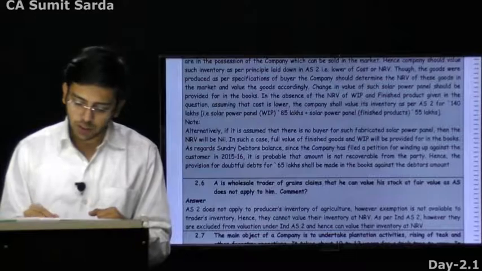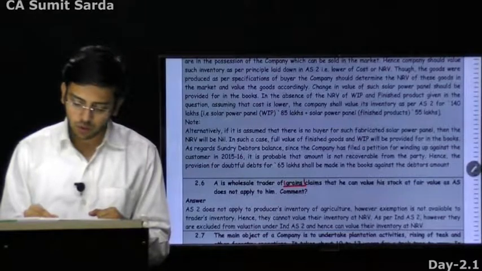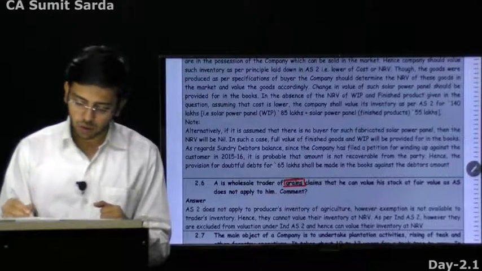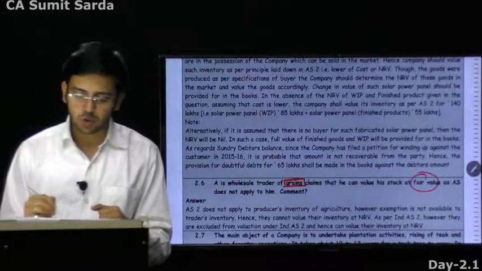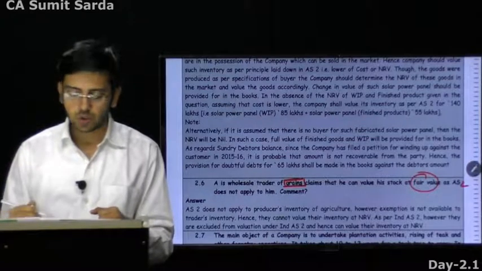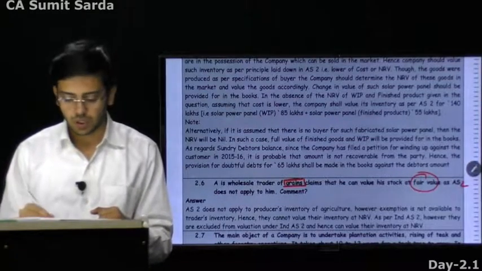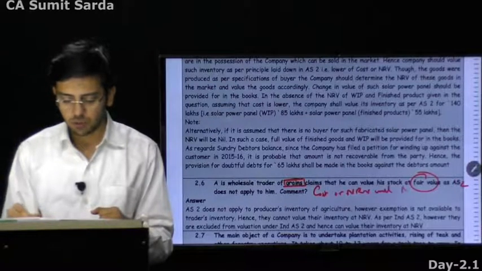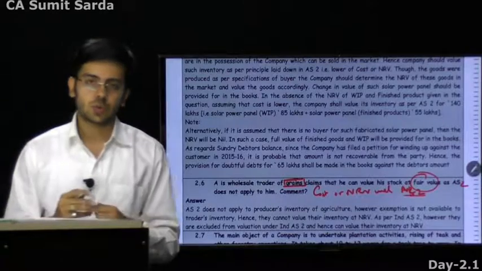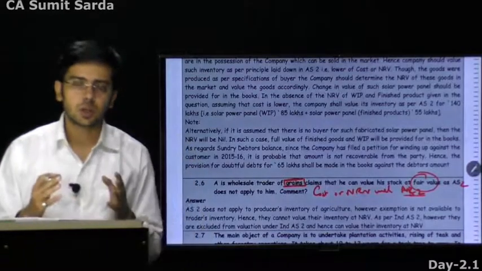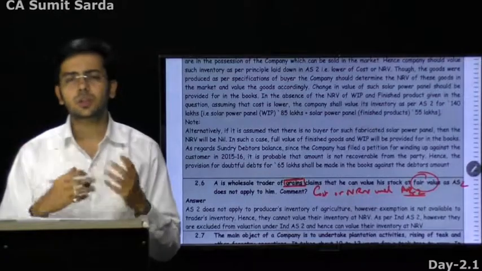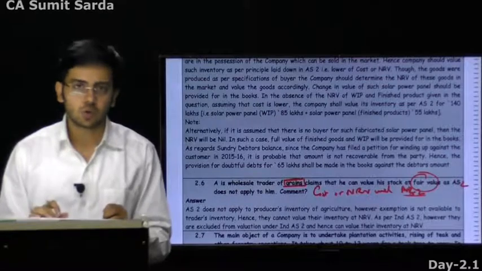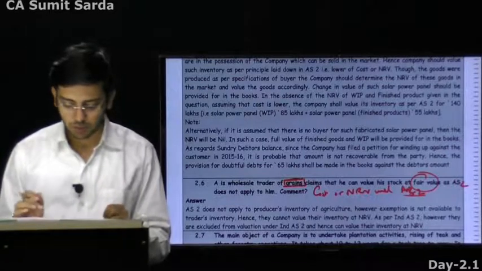Wholesale trader of grains. You are a wholesale trader. Claims that he can value his inventory at fair value as AS2 does not apply to him. No, he will have to value its product at cost or NRV, whichever is lower. AS2 is definitely applicable to him. Once the agricultural products are harvested, AS2 becomes applicable from there and then. So definitely the wholesale trader will also have to follow AS2. He cannot say that it is not applicable to him.